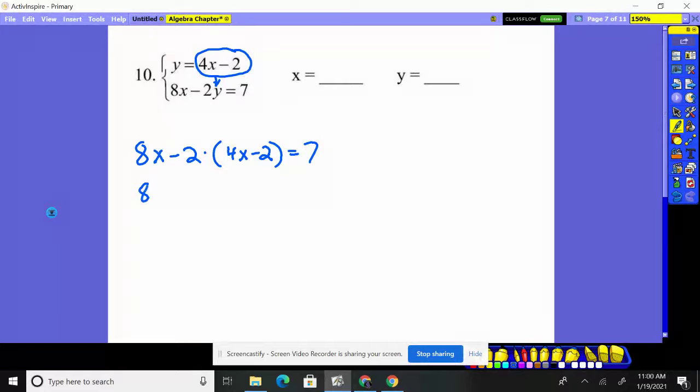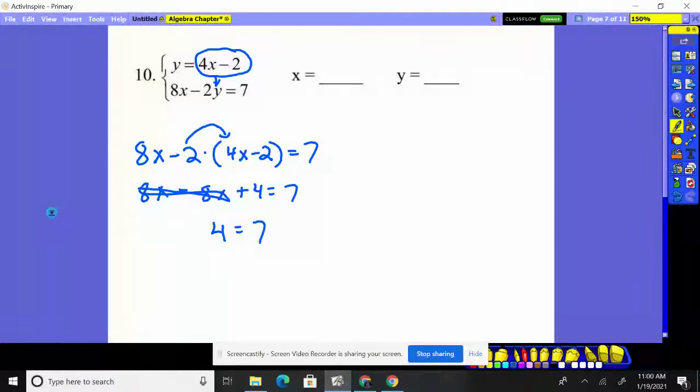Now I'm going to distribute through. Don't forget, this is a negative 2 going through. So it's 8x minus 8x. Negative 2 times that's 4 equals 7. I get, wait, that goes away. 4 is equal to 7.